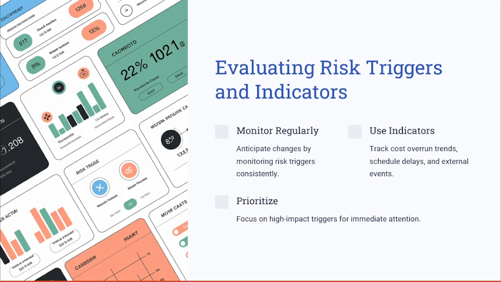For example, here let's say that there is a spike in raw material prices in one of these construction projects, which might indicate that there is a potential cost risk coming on the way. So monitoring these indicators allows the project team and the project manager to implement mitigation strategies proactively, such as, for example, looking into supplier contracts to stabilize the costs of these materials.